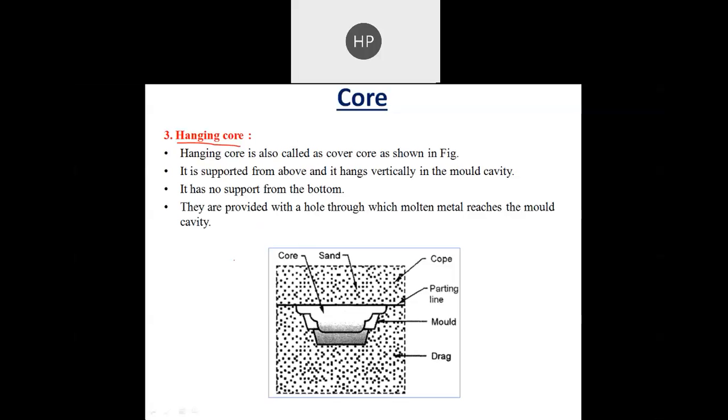So here this one is the drag. Okay, and this one is the cope. This one is the cope and this one is the drag. Now here we know that this one is the hollow cavity. Whatever I am drawing initially, that is the hollow cavity.